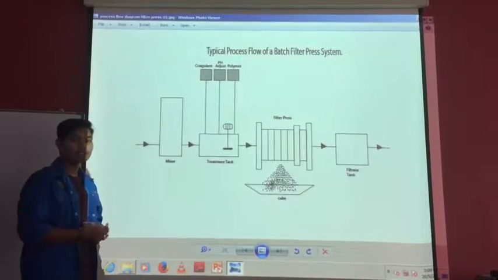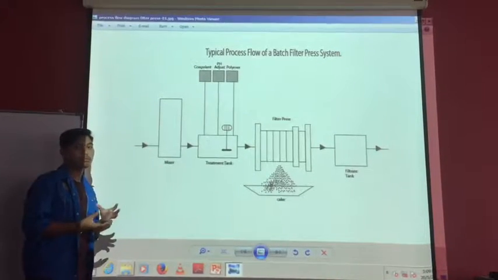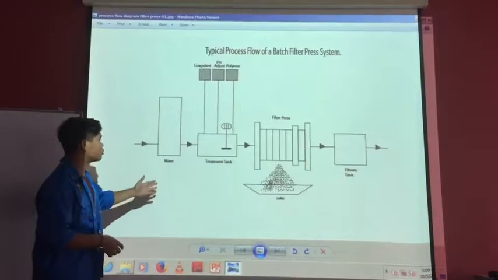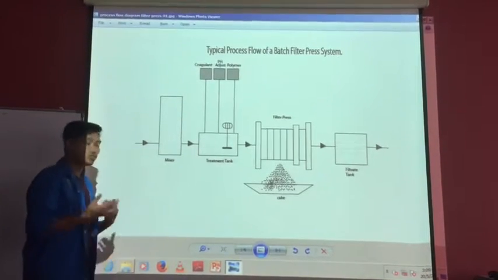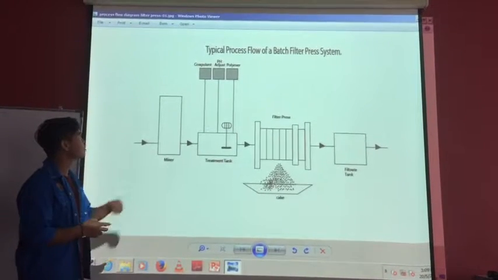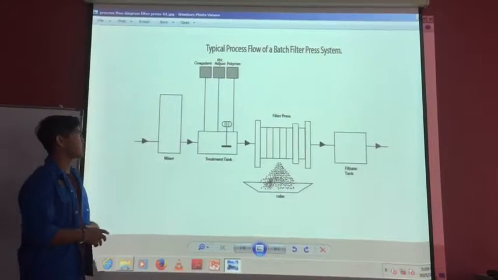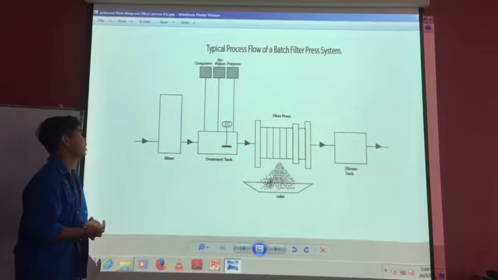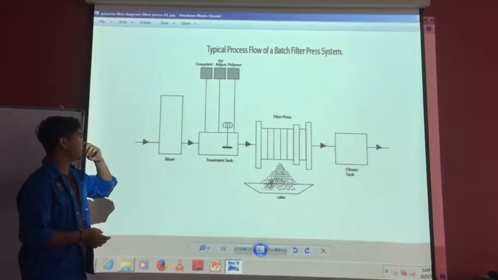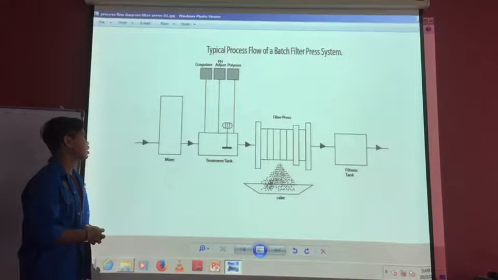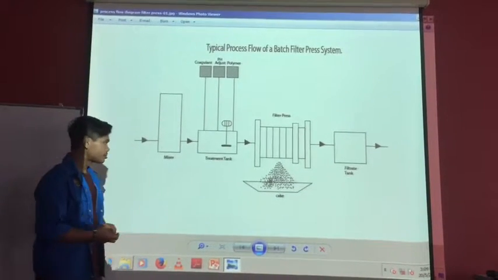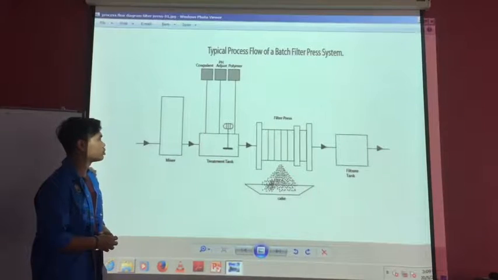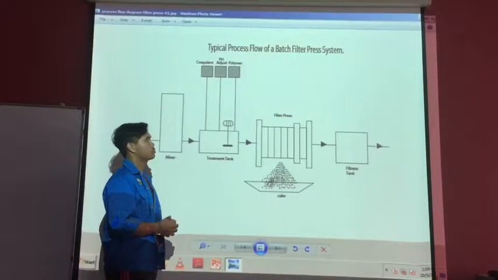At the mixer, they will be stirred so the solutions will be mixed together, and then it will move to the treatment tank. At the treatment tank, there are usually a few coagulants, pH adjusters, and polymer. They will control the properties of the solutions, and then it will move into the filter press.